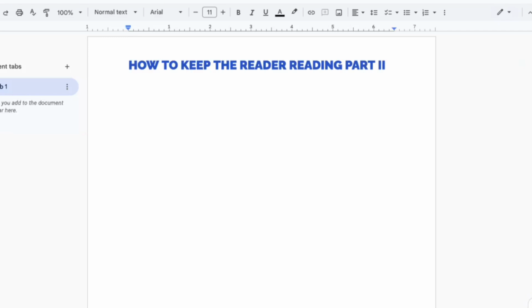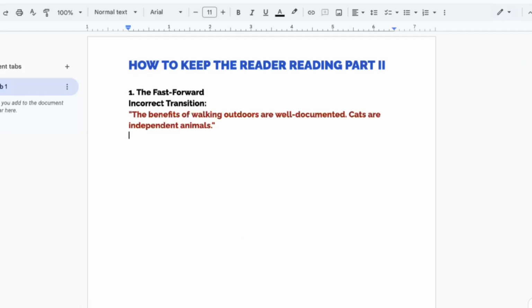So what I've done is I've created some transitions that I commonly see done incorrectly, and I've named them some fun names. Well, at least I think they're fun. I'm going to share them with you, and then we're going to correct them, so that you can recognize if they're in your writing, and then you can remove them so you can keep your reader. Number one is the fast forward. The fast forward just jumps way too quickly into the next point without any cohesion.